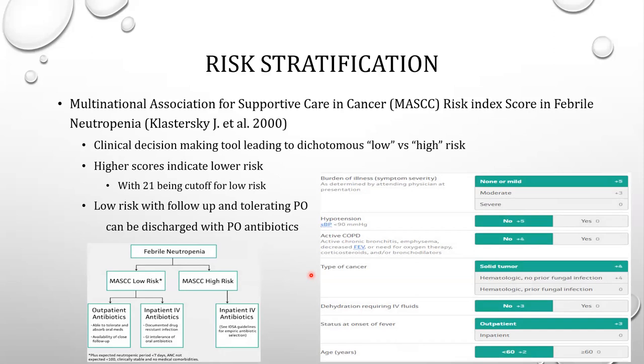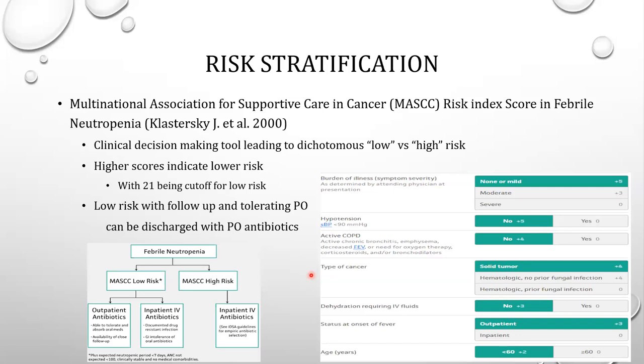He called it the Multinational Association for Supportive Care in Cancer Risk Index Score. As you can see by my little box there, it is on MDCalc. It is an additive risk stratification. So 21 is the cutoff for being low risk. The lower score indicates that the patient is higher risk, so you actually want a high score in this one. You can put in a number of different variables, including the burden of illness, sort of a subjective input. Obviously, if they're very sick, they get 0 points, so their score becomes lower. If they're hypotensive, interestingly enough, back in 2000, they included active COPD, bronchitis, if there was a need for oxygen therapy and/or bronchodilators.